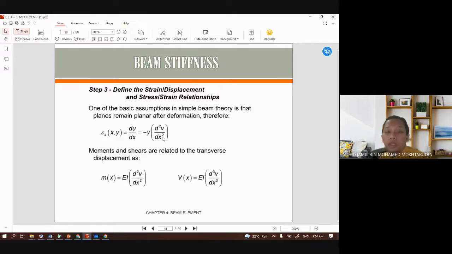And then we can find the moment and shear force, using again the formula that I explained previously. So moment equals EI d squared v over dx squared, and the shear force V equals EI d cube v over dx cube. Okay, so many formula.